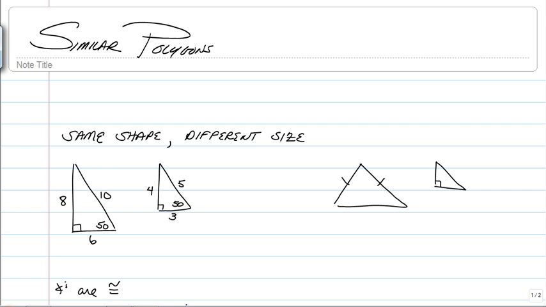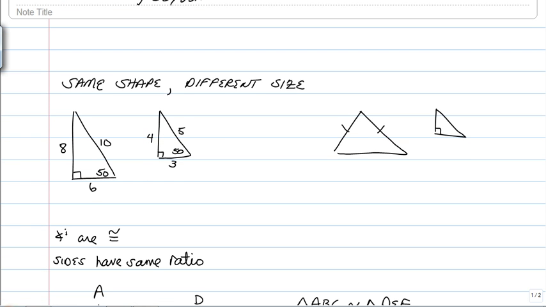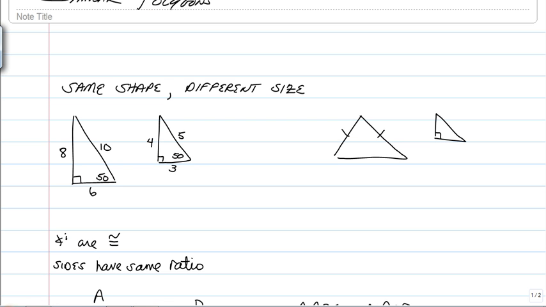Those characteristics are the angles must be the exact same, but the sides have to have the same ratio. So for example, if we were to look at this setup right here, we have a 90 and a 50, which means this is going to be 40. Same with this, 90, 50, this is going to be 40. So all three angles are the exact same measure.